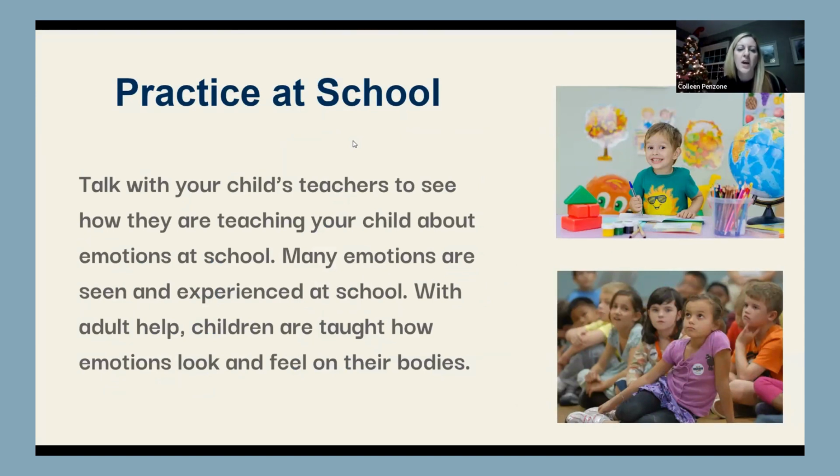Many emotions are seen and experienced at school. So with adults' help, children are taught how emotions look and feel on their body. So like Molly was describing, the big eyes show you're surprised, or the angry boy was upset, he was clenching his fist. That's how they're describing those emotions. But if you know those things and how they're being described at school, you can use the same kind of language and same kind of things at home, so that you're all practicing the same language.